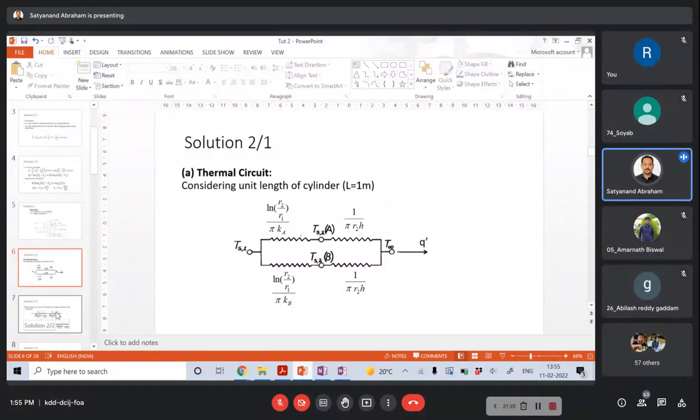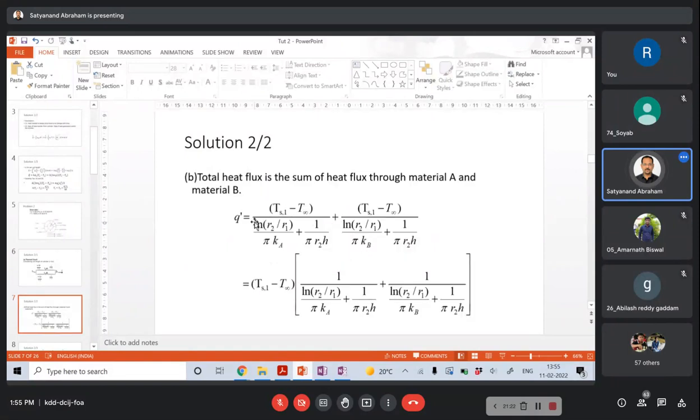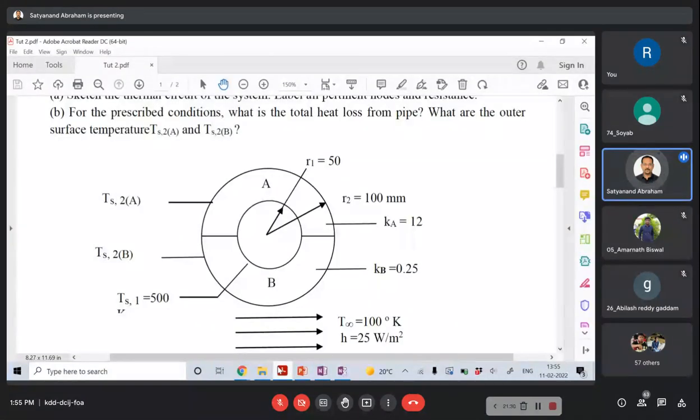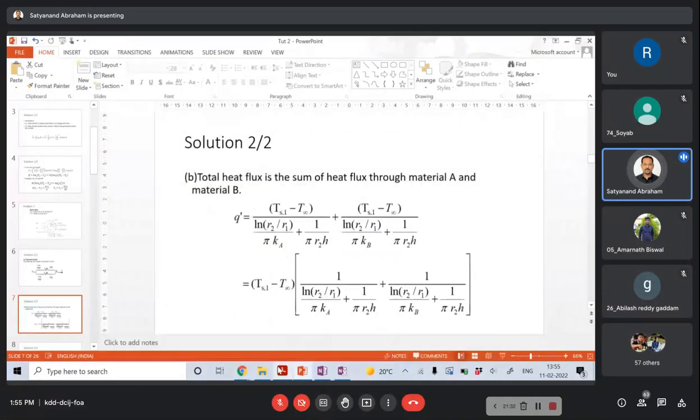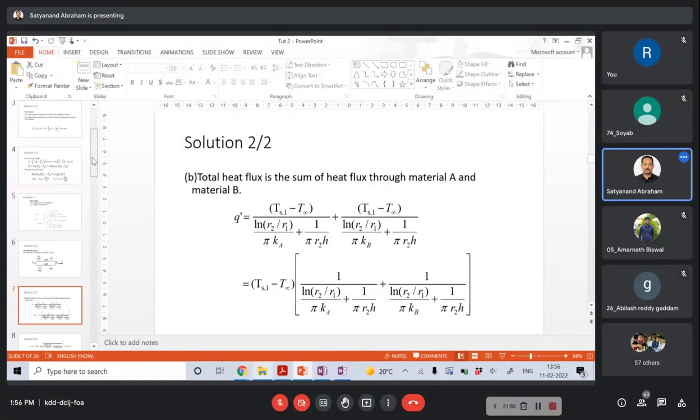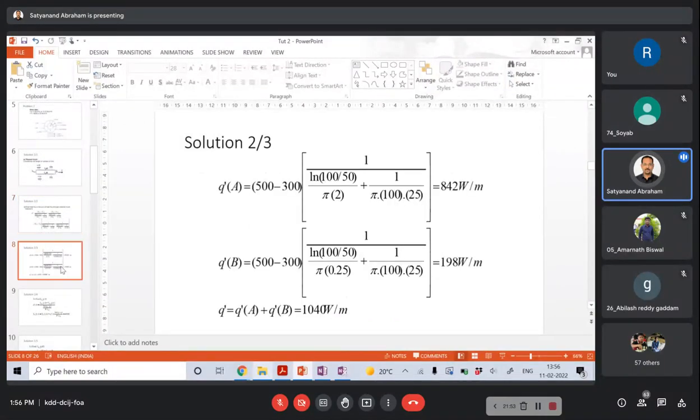So you simply have to write it in terms. We know almost all the terms, but we don't know TS1, TSA and TSB. But that is okay. The total heat flux is the heat through material A plus the heat through material B. That is what we are calculating separately.